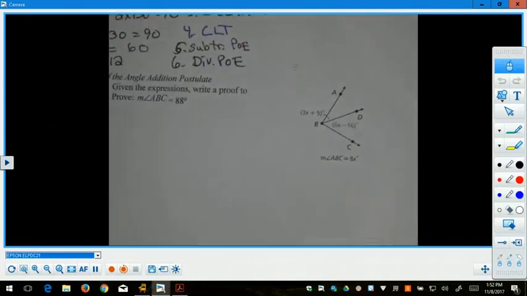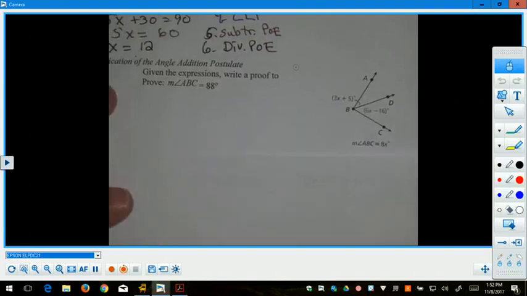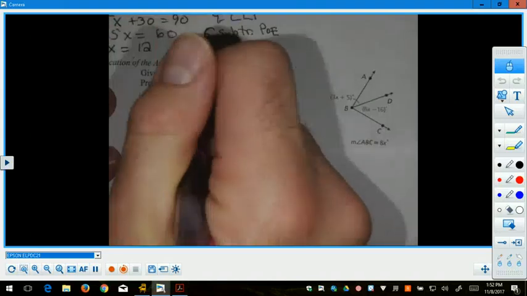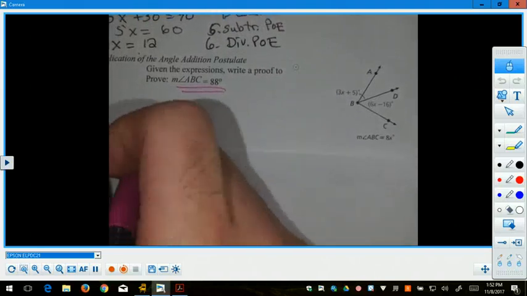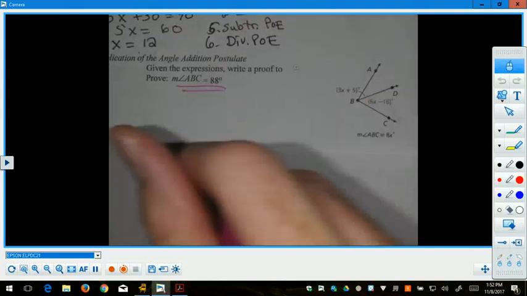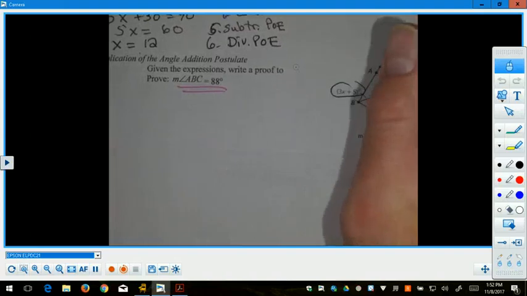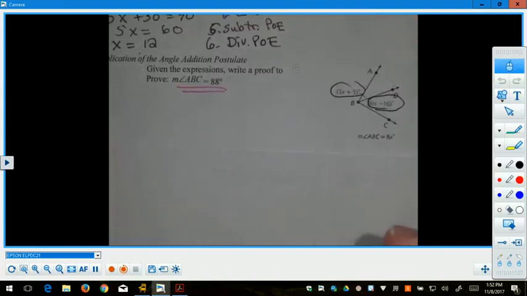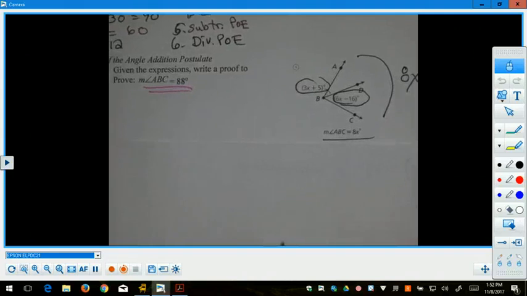The next is an example of when to use the angle addition postulate. We have this wonderful picture here, and we're given the expressions in the picture. We're supposed to prove that the measure of ABC is 88 degrees. So the first one is our givens, which is that the measure of ABD is this expression, and the measure of DBC is this expression, and the whole thing is 8x. You solved these equations on the Unit 1 BA, but now we're going to write a proof with them.